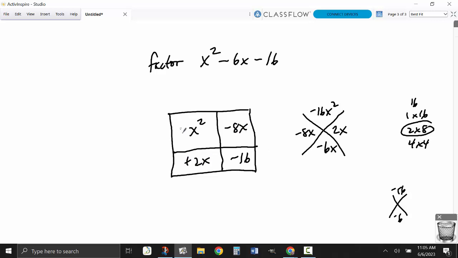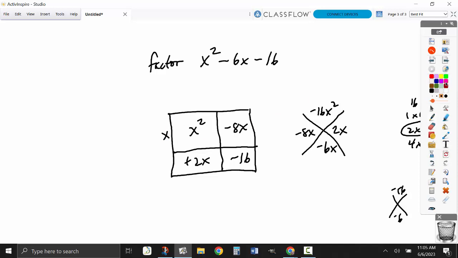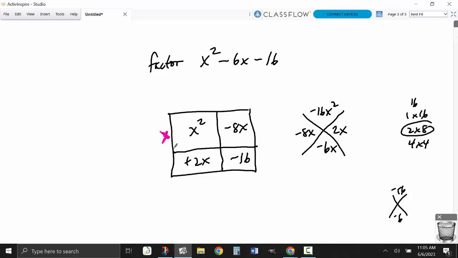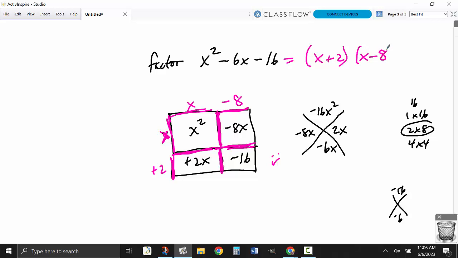The greatest common factor of my top pair here is just x. If this is x, in fact, I'm going to change my color here. If this is x, then this is x. And if this is x to the left, this has to be minus 8 to get minus 8x. If this is x, this has to be positive 2 to get positive 2x. And my check, positive 2 times negative 8, is negative 16. Check, my happy face. So my answer is x plus 2 times x minus 8.